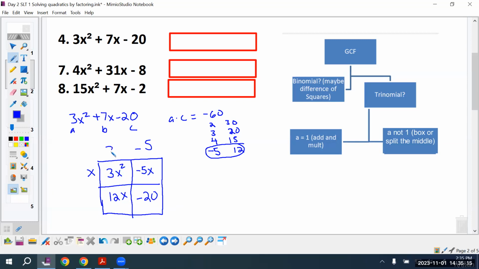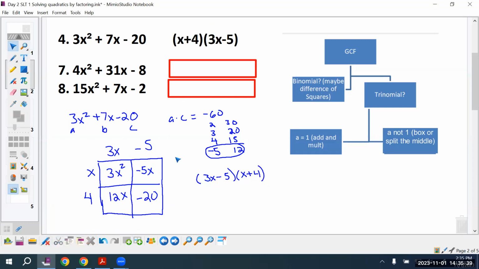Now this is 3x squared, so this needs to be 3x. 3x times what gives me 12x? 4. And just as a check, 4 times negative 5 is indeed negative 20. So my factoring is 3x minus 5, x plus 4. Yep. And it's okay if they're not in the same order, as long as they are the same numbers. I'll do number 7 also, and then you do number 8 on your own.